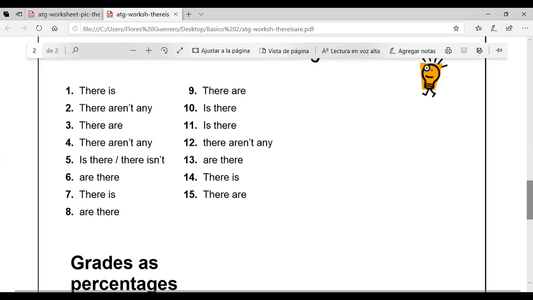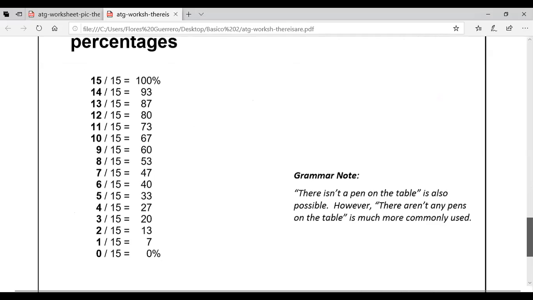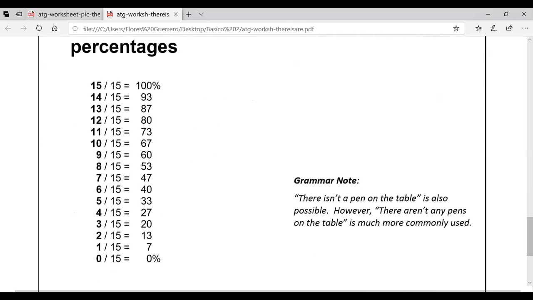How many good answers did you have? Fourteen. Okay, that's excellent. If you have 14 good answers, it means that you get 9.3. If you get 13 answers, it is 8.7. 12 good answers is 8. 11 good answers is 7.3. 10 good answers is 6.7.